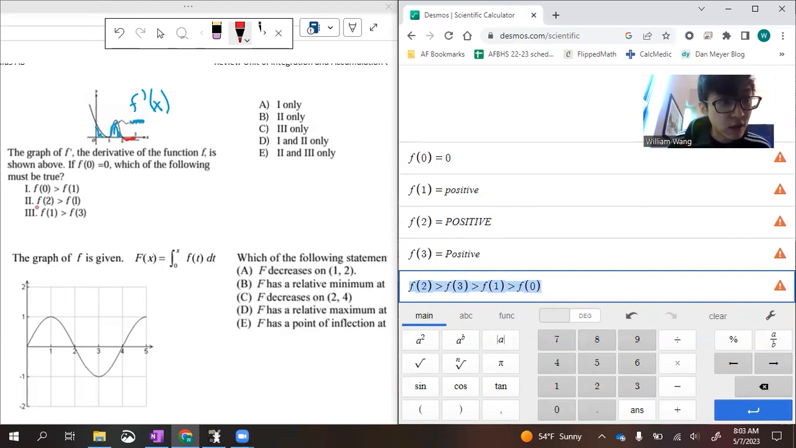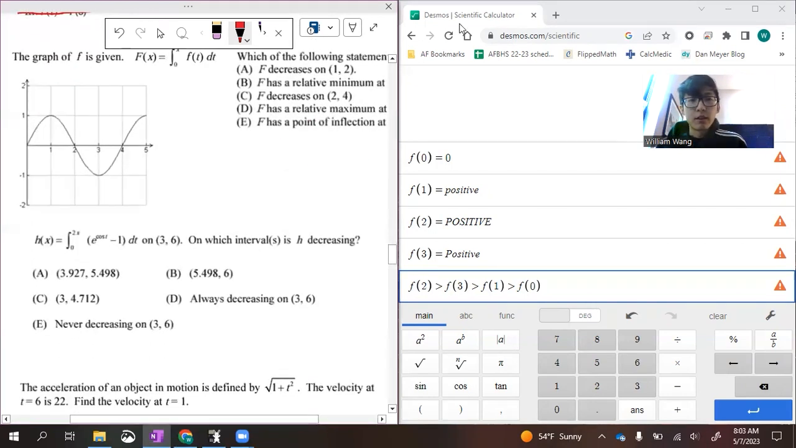So let's see, which of the following is true? F of 0 is greater than f of 1. I disagree with that. F of 2 is greater than f of 1. I agree with that. F of 1 is greater than f of 3. I disagree with that. Okay, so I'm going to choose answer choice B, 2 only. All right, hopefully that makes sense.